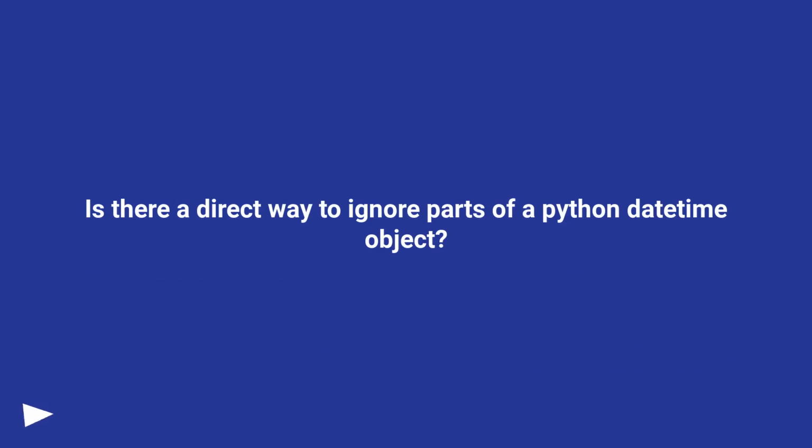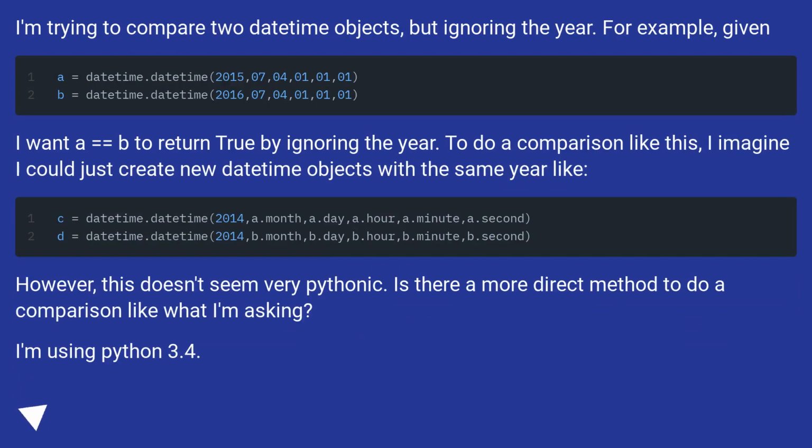Is there a direct way to ignore parts of a Python datetime object? I'm trying to compare two datetime objects, but ignoring the year. For example, given A and B, I want A == B to return true by ignoring the year.